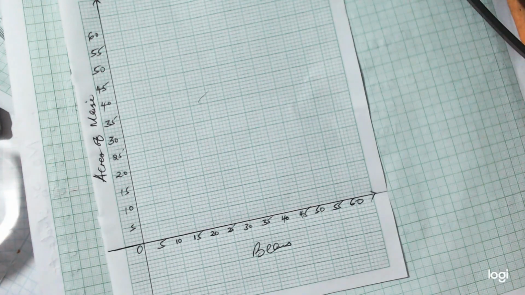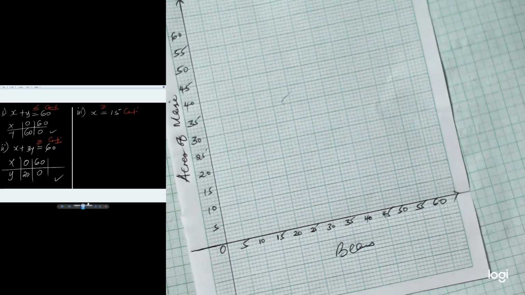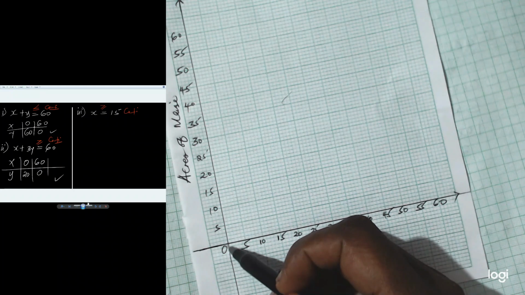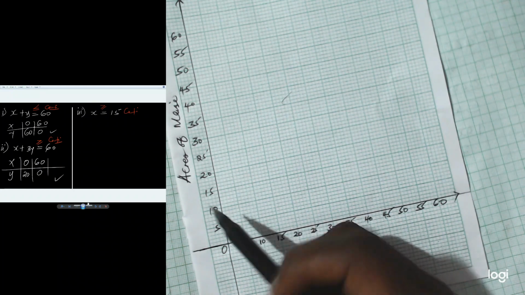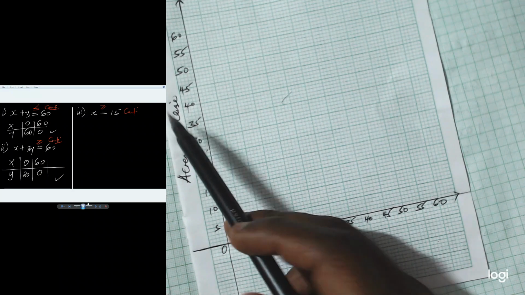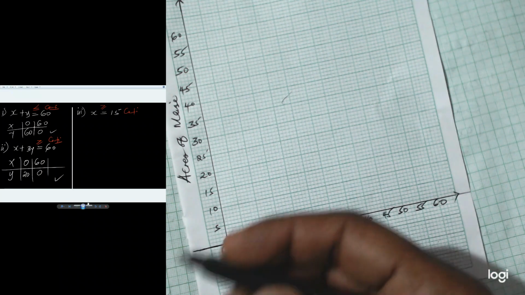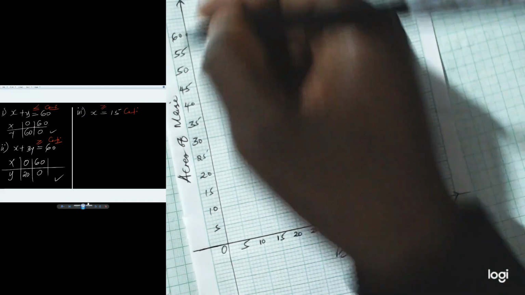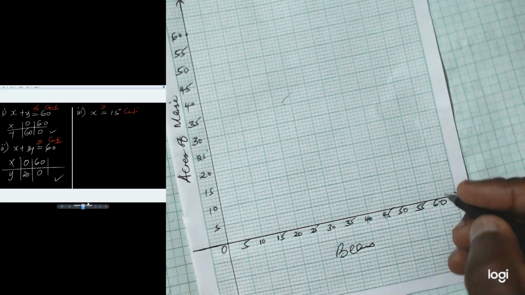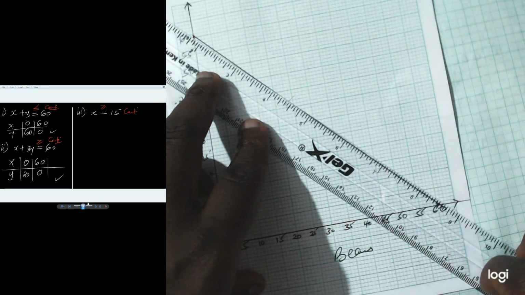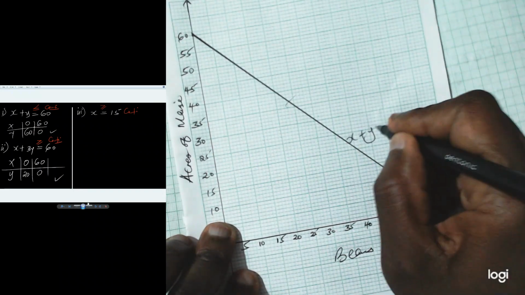We start with the first one. The first one is x plus y, that was less than or equal to 60. So the line there is x plus y is equal to 60. So we plot 0, 60. I've used the scale 1 centimeter to represent 5 units. So for the y-axis, we have acres of maize. For the x-axis, we have acres of beans. So the first point is 0, 60. 0, 60 should be here. Then we have 60, 0. That line should be continuous. So that is the line. Draw the line properly. That is the line, x plus y is equal to 60.